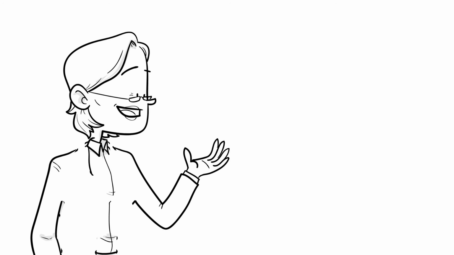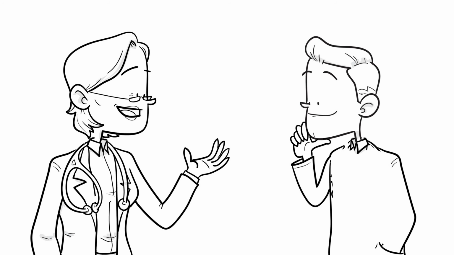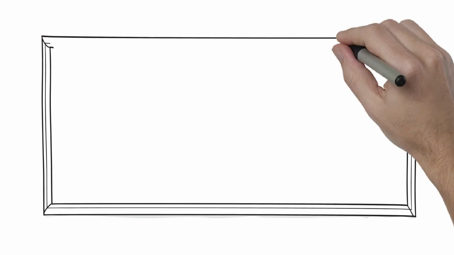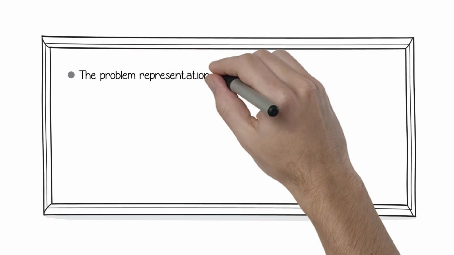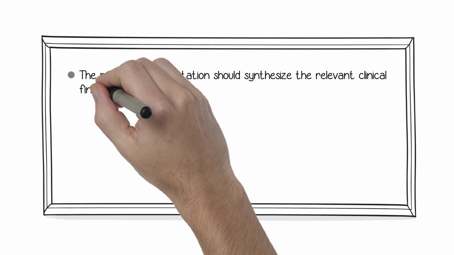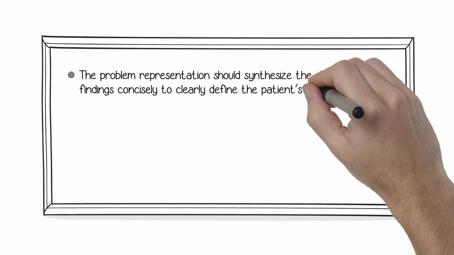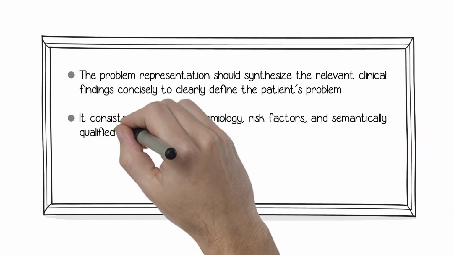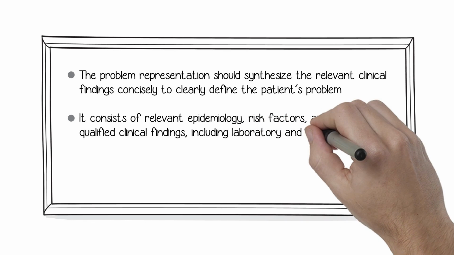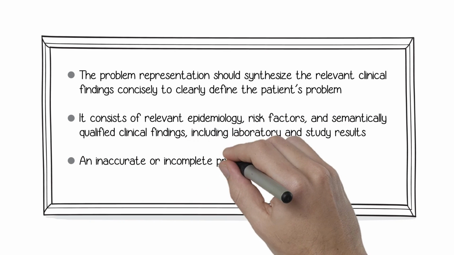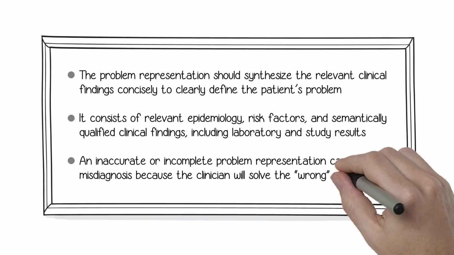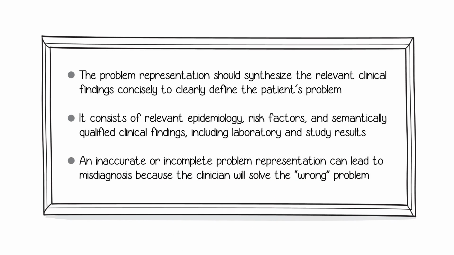Teachers should request a clear problem representation and coach or model it for learners who are learning this important step in the reasoning process. The problem representation should synthesize the relevant clinical findings concisely to clearly define the patient's problem. It consists of relevant epidemiology, risk factors, and semantically qualified clinical findings, including laboratory and study results. An inaccurate or incomplete problem representation can lead to misdiagnosis because the clinician will solve the wrong problem.